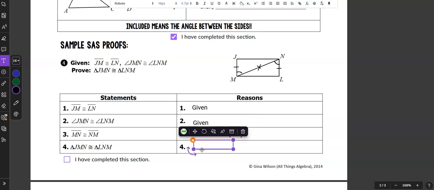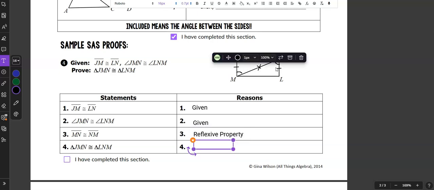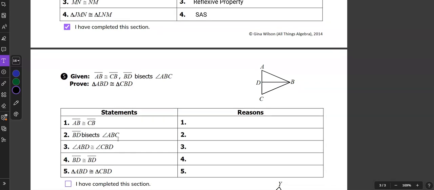With that in mind, we can say these two triangles are now congruent by side, angle, side. Okay, one, angle between them, side, side angle, side. Make sure you mark this section as complete, and then we will move on.